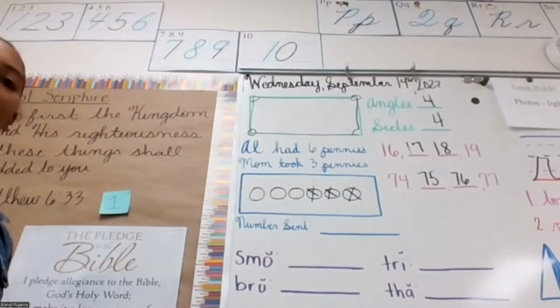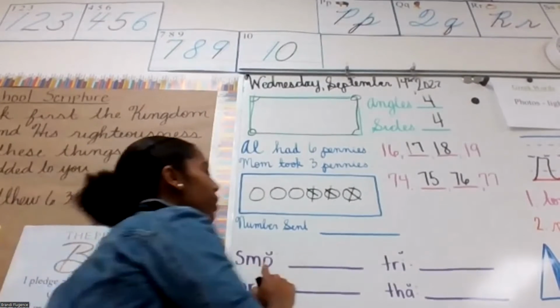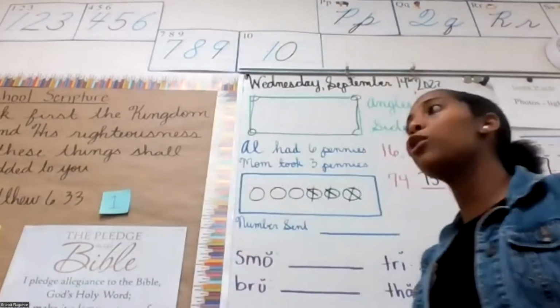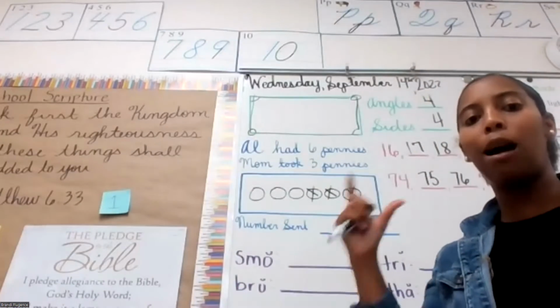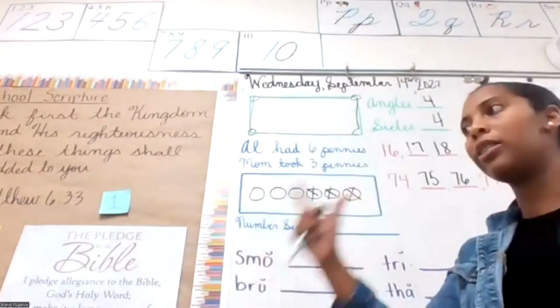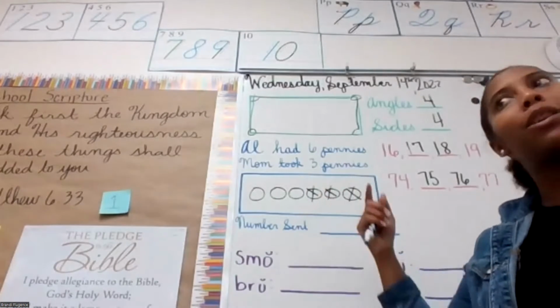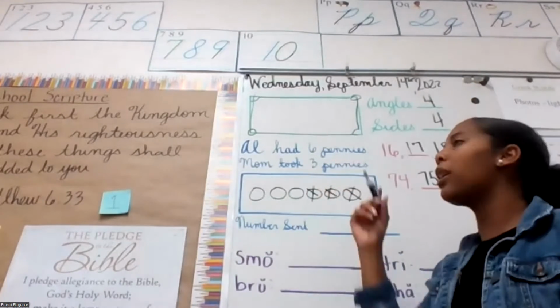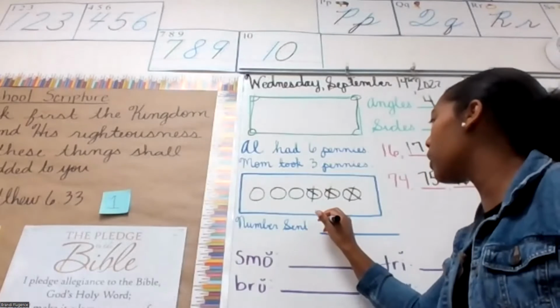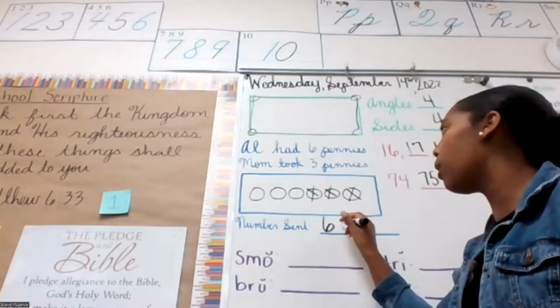So now let's create a number sentence. So again, number sentence is a sentence using numbers. It's creating a math fact, either an addition fact or a subtraction fact. In this case, it'll be subtraction because we're losing. So how many did he begin with? Six. So six is our starting number. Did he add plus or minus? Plus.